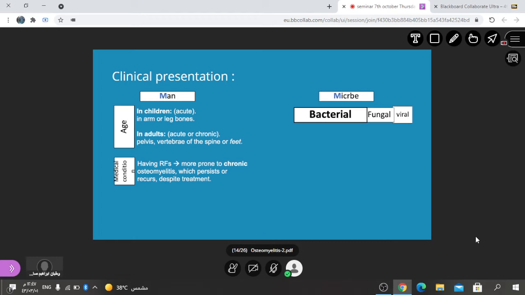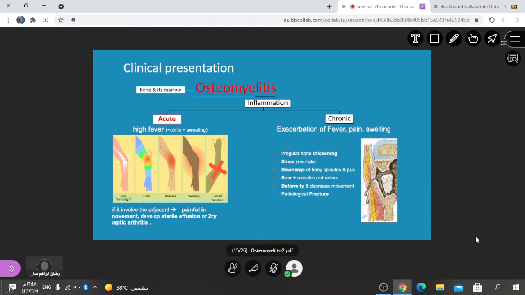Okay, moving to the detailed description of the clinical presentation. Let's start with the breakdown of the term osteomyelitis. As you can see, osteomyel refers to the bone and the bone marrow. Itis refers to the inflammation. So it's inflammation of the bone and its marrow. Inflammation, as you all know, has two types, either acute or chronic.